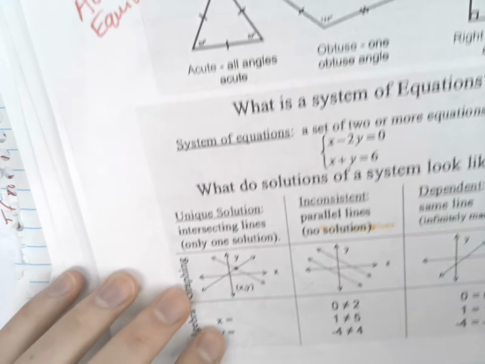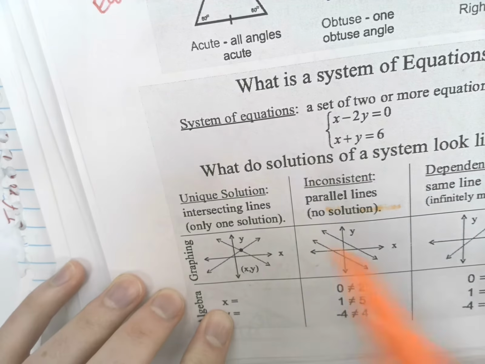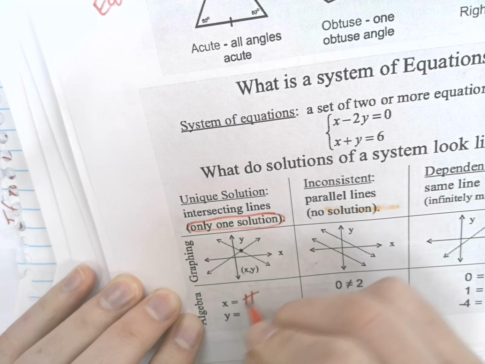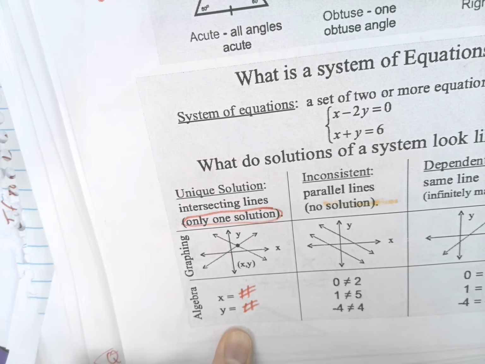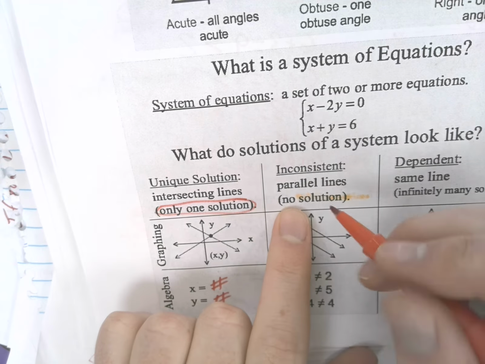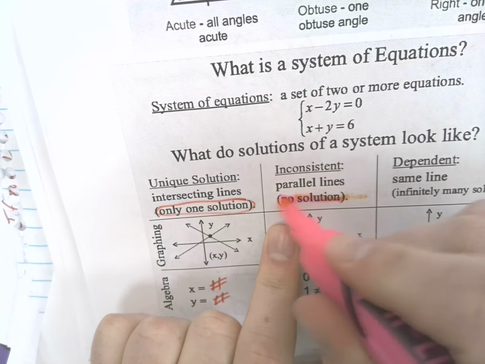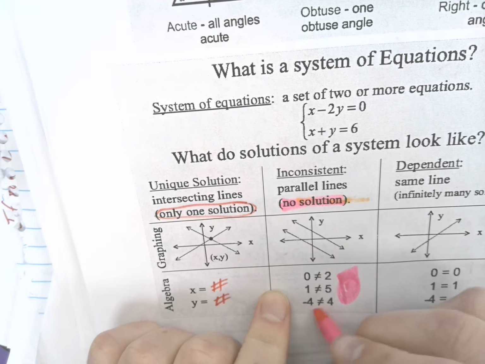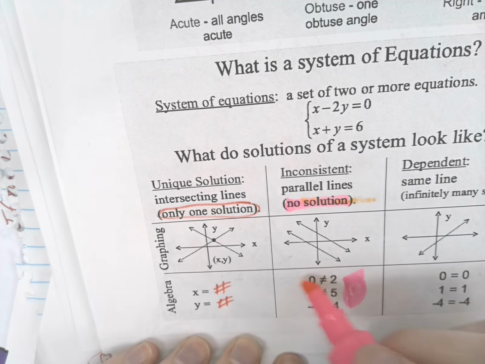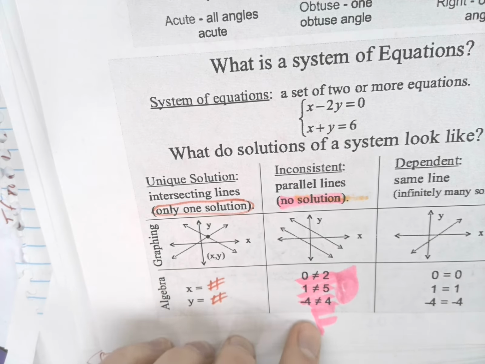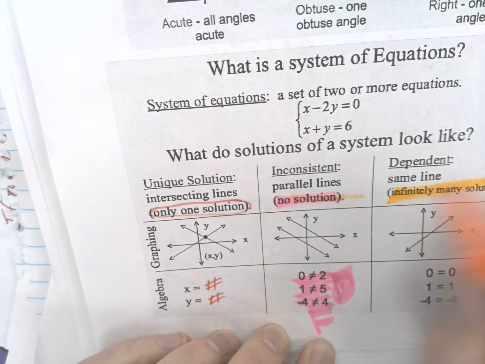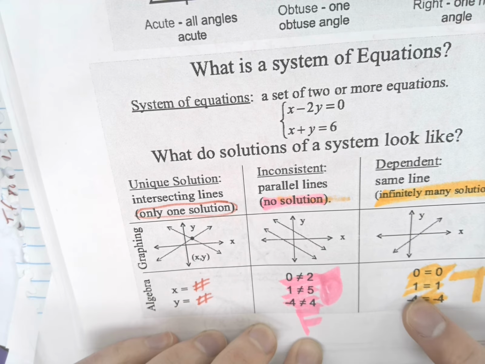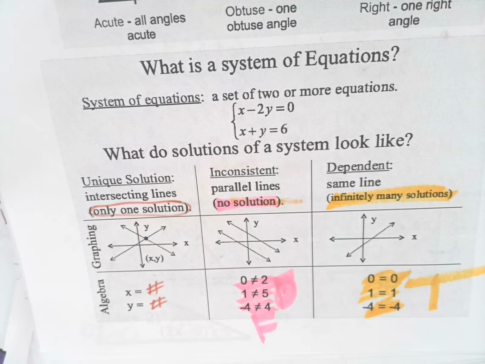And then, of course, just like we talked about on the first page, we know that if you've got one solution, you're going to get an answer for x and an answer for y. No solution will see us with parallel lines. You will get a statement that is false. We see that right here. None of those statements are true. And then, of course, if it's infinitely many solutions, we will get a statement that is always true. 0 equals 0, 1 equals 1, negative 4 equals negative 4.